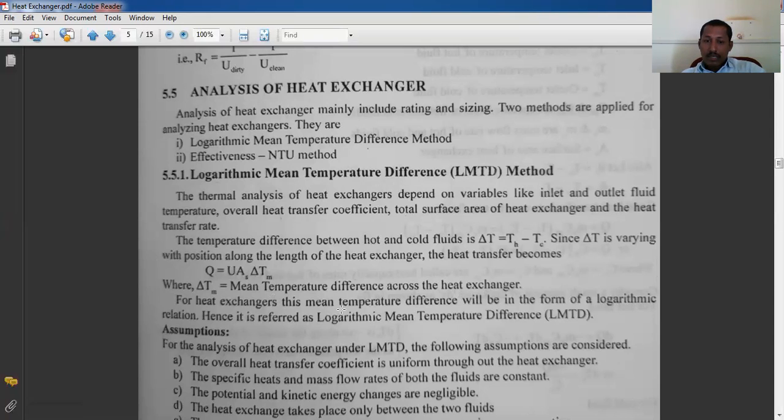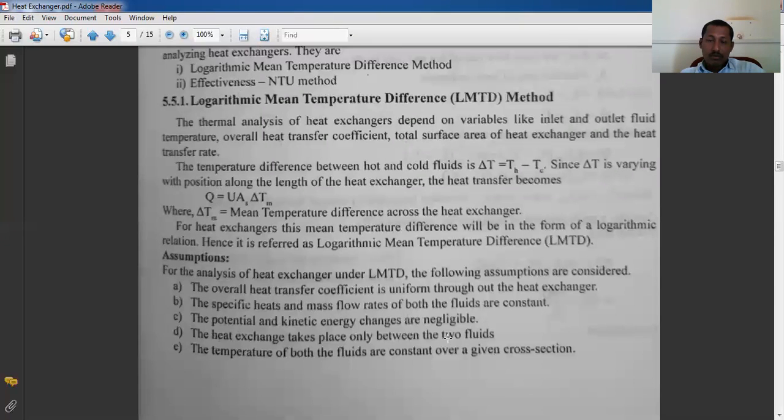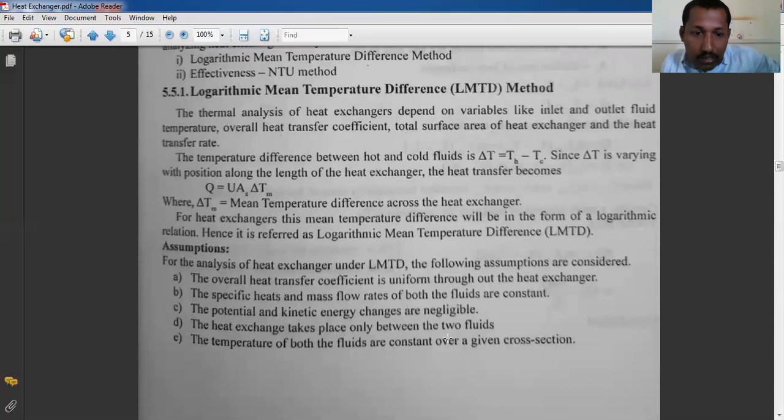For a heat exchanger, this mean temperature difference will be in the form of a logarithmic ratio. For any heat exchanger you study, the temperature difference takes a logarithmic form. That is why it is given the name logarithmic mean temperature difference, which we call LMTD. To know the formulas or to derive them, we should assume some points.